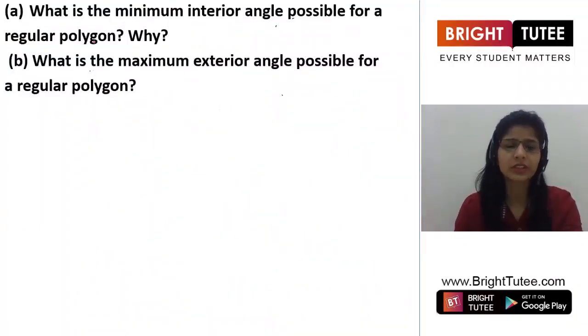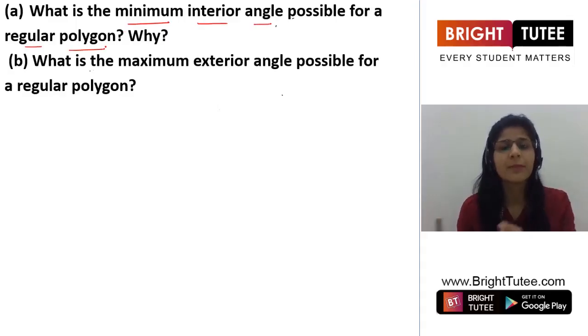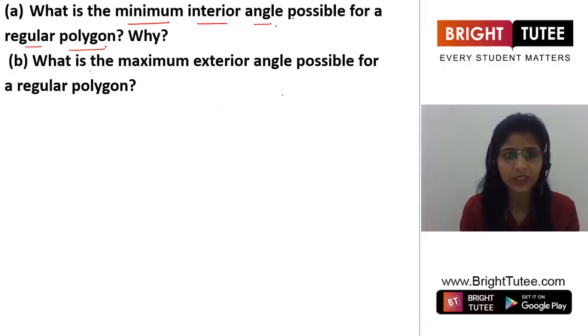Let us solve this question. In this A part, it is asked what is the minimum interior angle possible for a regular polygon. Because it's a regular polygon, all the sides are going to be equal, and we have to give the measure of the minimum interior angle as well as a reason. Can you think of a polygon with the minimum number of sides? The minimum number of sides of a polygon is 3, and if it is a regular polygon, all the angles and sides are equal. That means it is an equilateral triangle, right?